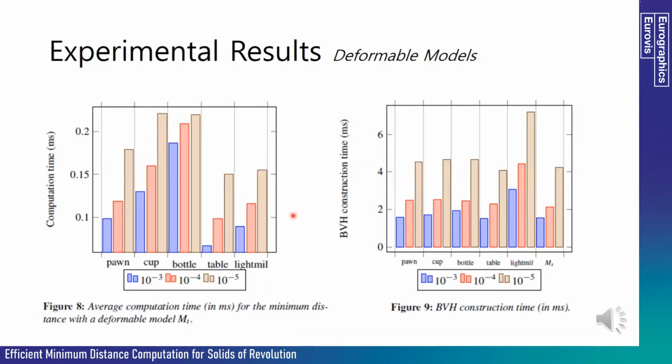The left graph shows minimum distance computation time for a deformable model. The right graph shows bounding volume hierarchy construction time for all the models. Clearly, the build time is much longer than the distance computation time. However, since they only need a few milliseconds, we can compute minimum distance between deformable objects in real time.